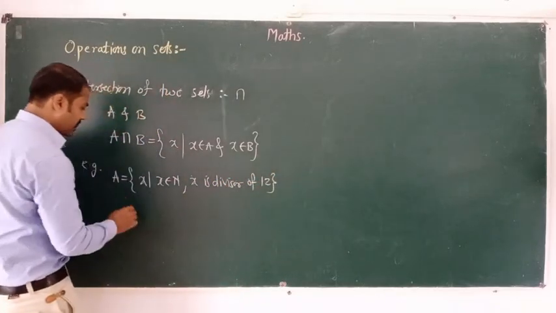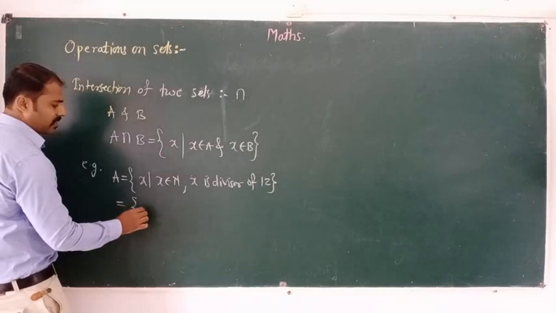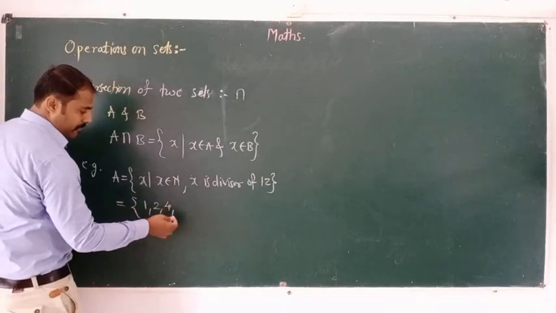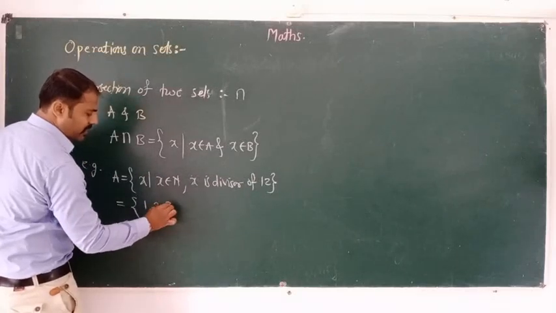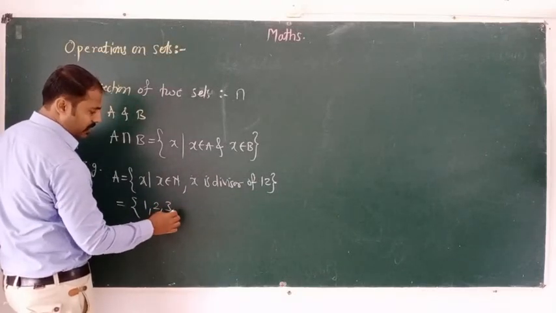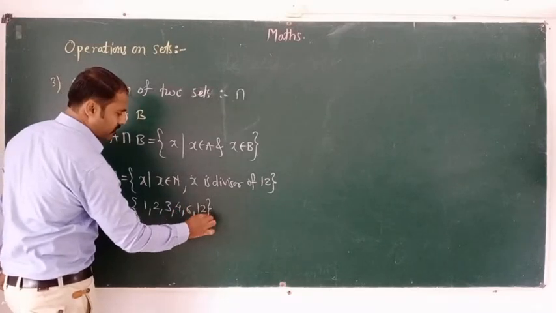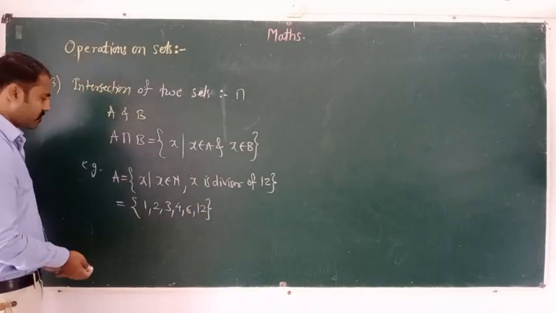So what do we write here? Divisors of 12. Divisors of 12 are 1, 2, 4. 3 is also a divisor of 12. 1, 2, 3, 4, 6 and 12 itself. These are the divisors of 12.